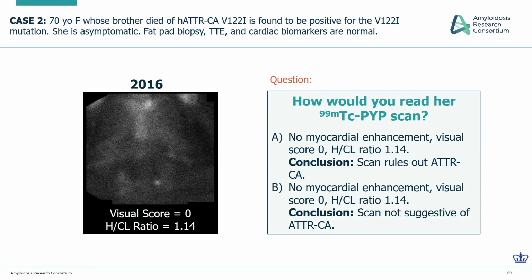No myocardial enhancement, visual score 0, heart to contralateral ratio 1.14. So the conclusion for A is scan rules out ATTR cardiac amyloidosis. And for B, the conclusion is scan not suggestive of ATTR cardiac amyloidosis. What's the right answer here, Sabi? The right answer would be B, because the scan is not suggestive of ATTR cardiac amyloidosis. Right, with a positive allele carrier of a mutation, suspicion should remain relatively high despite the negative testing, and you wouldn't want to conclude that it's never present.